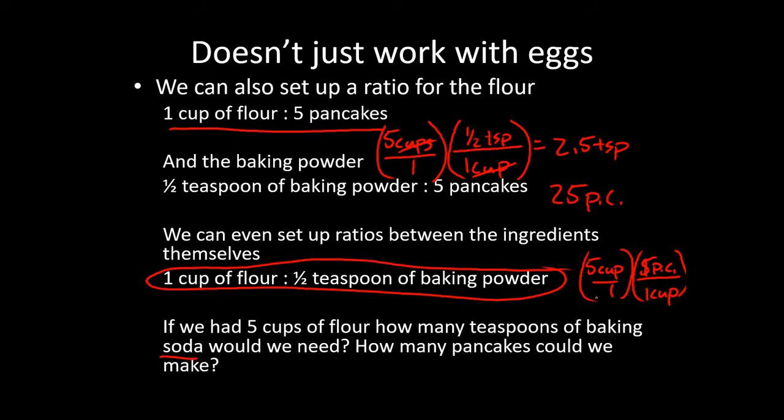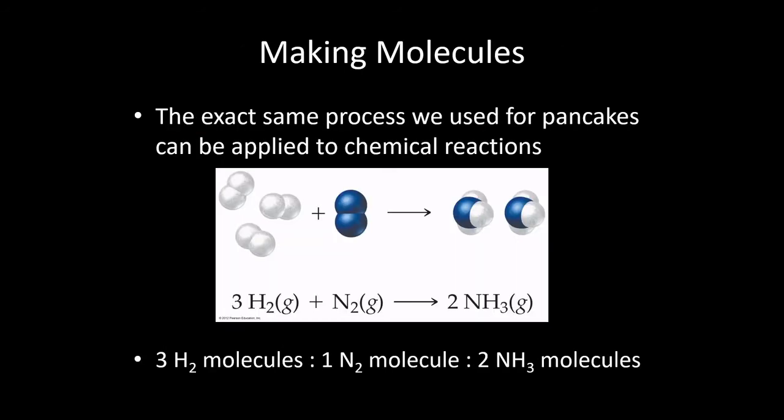So these ratios are everywhere in cooking. And it's the exact same process, the exact same thing that we are going to do now in chemistry. Because in chemistry, with our chemical reactions, we have ingredients and we have products that we make. And not only that, but the chemical reaction tells us how much of each of those things are going to react and be produced as well.